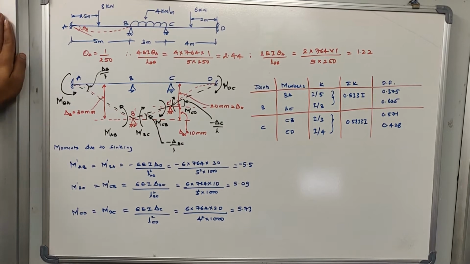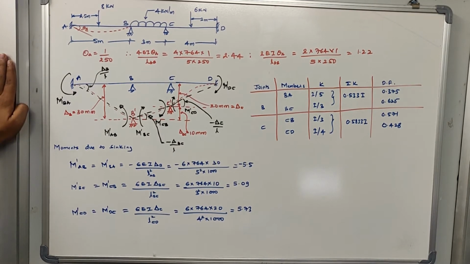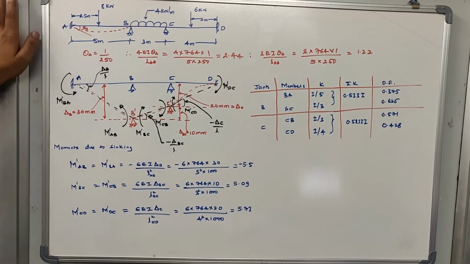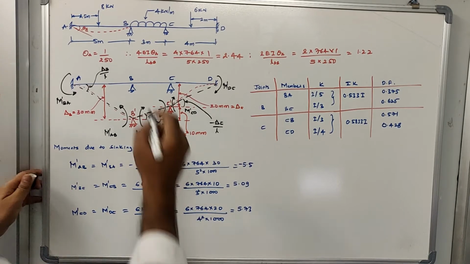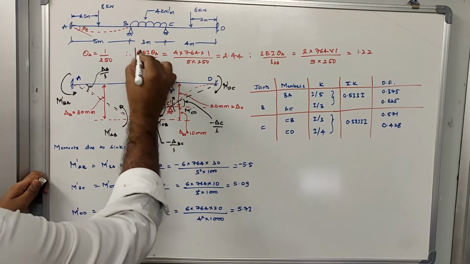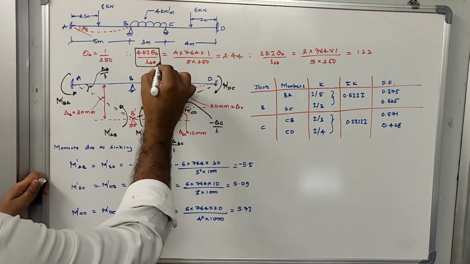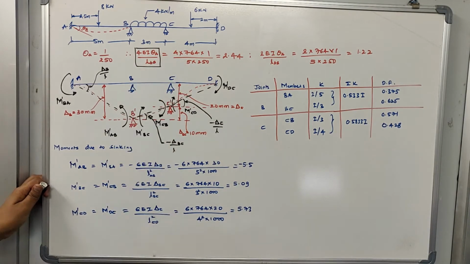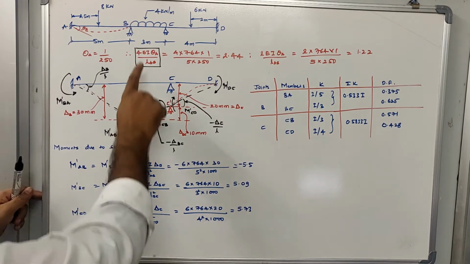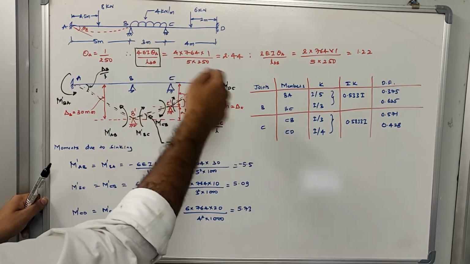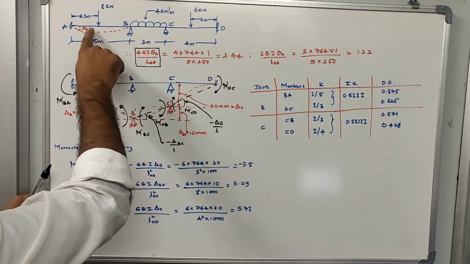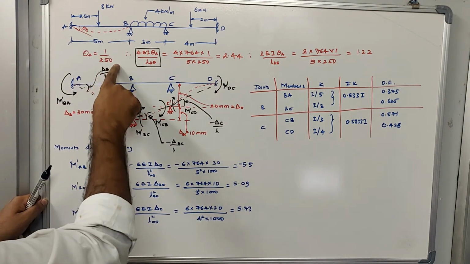I have already explained that when you apply some moment at any joint, it will create a rotation, right? So the formula to calculate that is this one, I hope you all remember this. 4 EI theta A divided by L will give you the value of the moment being applied. We can call this the moment due to rotation, the moment that will be developed because of the rotation. And how much is the rotation happening here? Theta A equals 1 by 250.